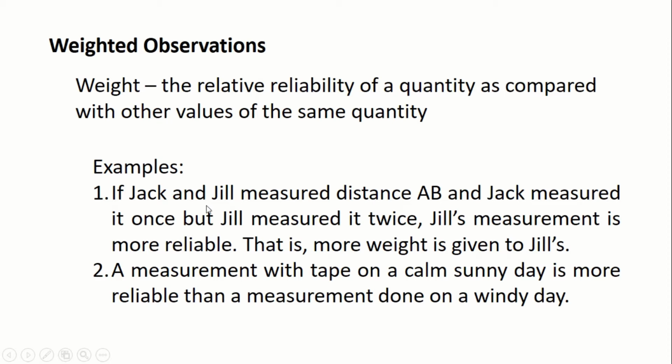quantity. So, let's take an example. If Jack and Jill measured distance AB and Jack measured it once, but Jill measured it twice. Jill's measurement is more reliable. That is, more weight is given to Jill's. Okay? So, kapag dalawang beses niya naman mineasure, ibig sabihin, mas sigurado siya. Okay? Pero isa, minsan lang niya mineasure, hindi natin sigurado masyado. Okay? A measurement with tape on a calm sunny day is more reliable than measurement done on a windy day.